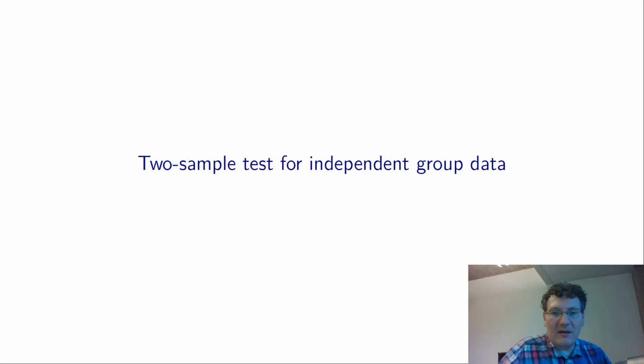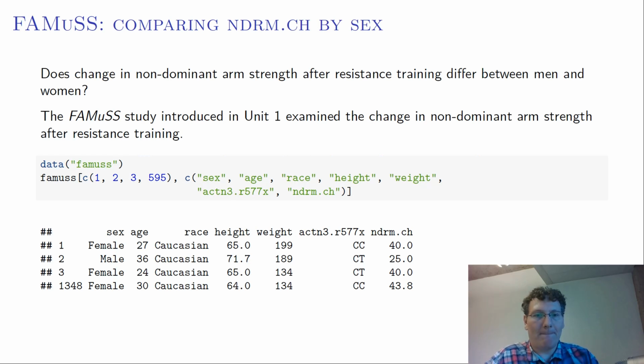Now, suppose instead that our two samples are drawn from two independent populations. Okay, so here's a kind of motivating example. Does a change in non-dominant arm strength after resistance training differ between men and women? So what we're going to have is a sample of men and a sample of women. They'll be doing some resistance training, and we'll see what the change in their non-dominant arm strength is.